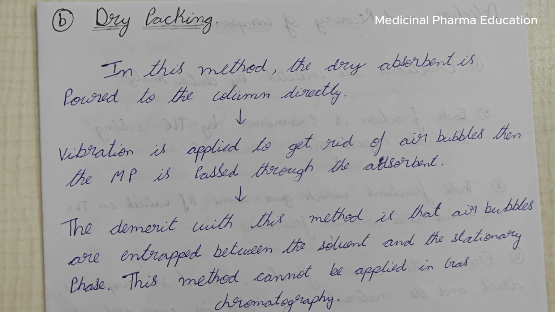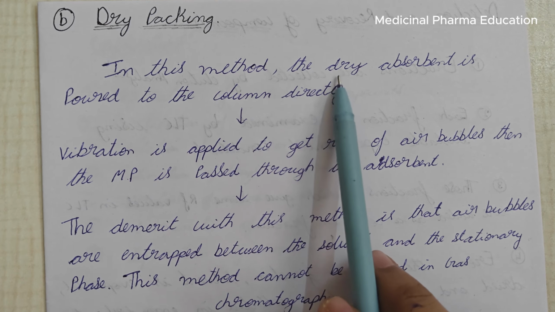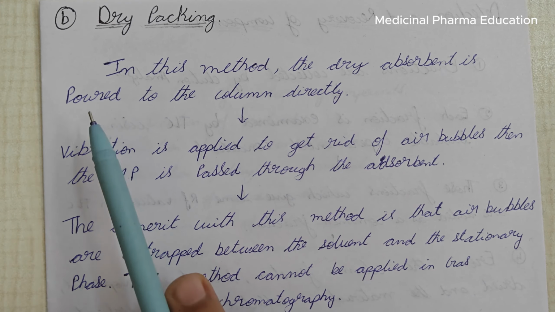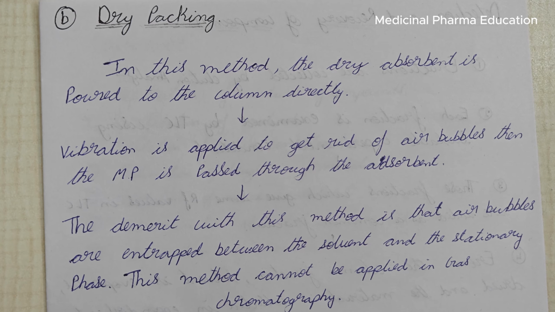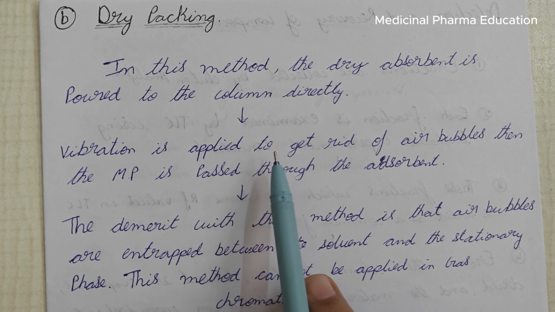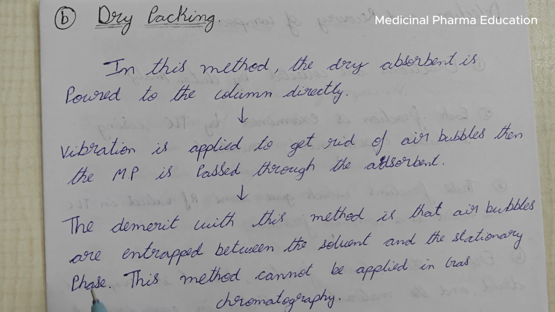Okay, I got it. Next, dry packing. In this method, dry adsorbent is poured into the column directly. Here the dry adsorbent, the stationary phase, is directly poured into the column. Firstly we slowly add the stationary phase, and vibrations are applied to remove the air bubbles. Then the mobile phase is passed through the adsorbent. The demerit with this method is that air bubbles are entrapped between the mobile phase and the stationary phase. This method cannot be applied in gas chromatography.